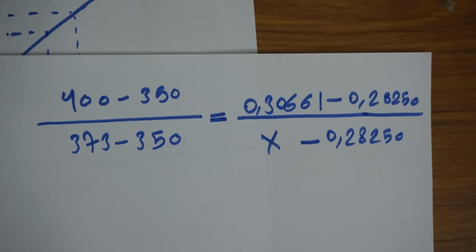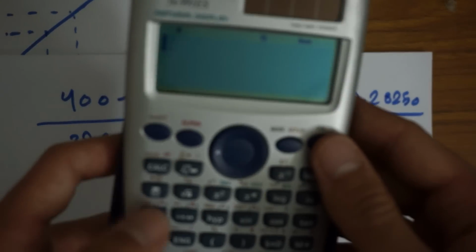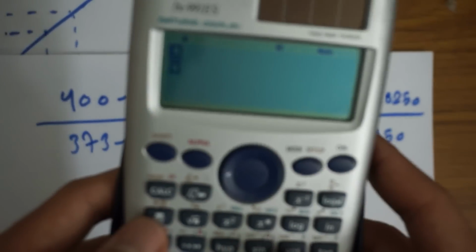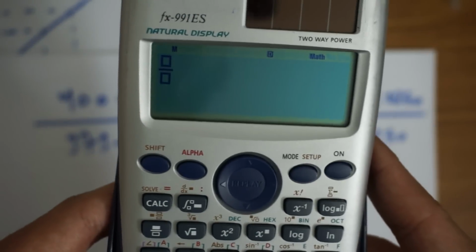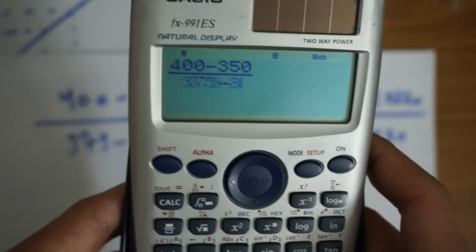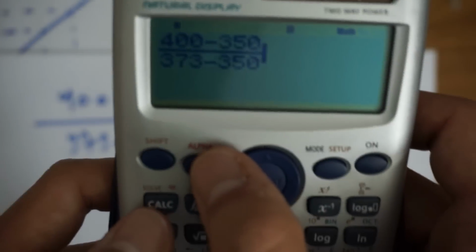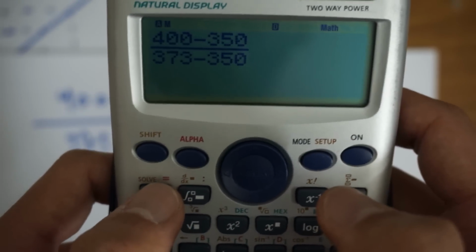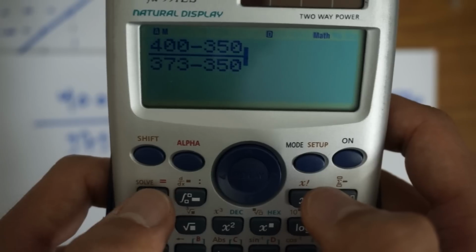0.28250. Now after writing the equation, all you need to do is plug this equation into your calculator and it can be solved within 30 seconds. Now I plug the same equation, the whole equation, into my calculator. As you can see, 400 minus 350 divided by 373 minus 350. Now I press the alpha button, and here as you can see we have the equal sign.